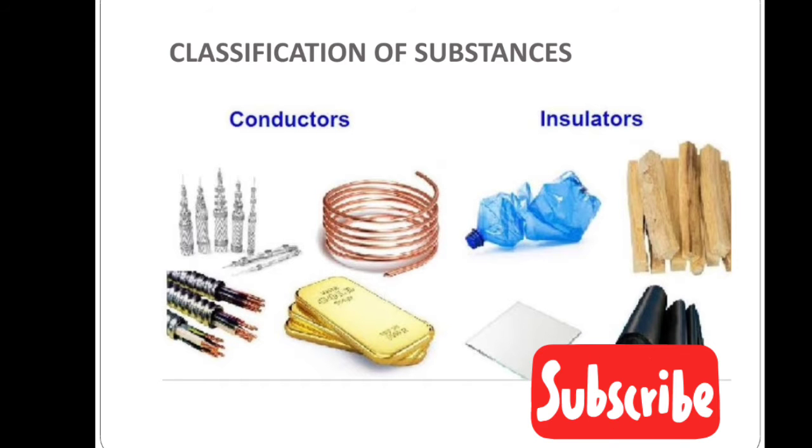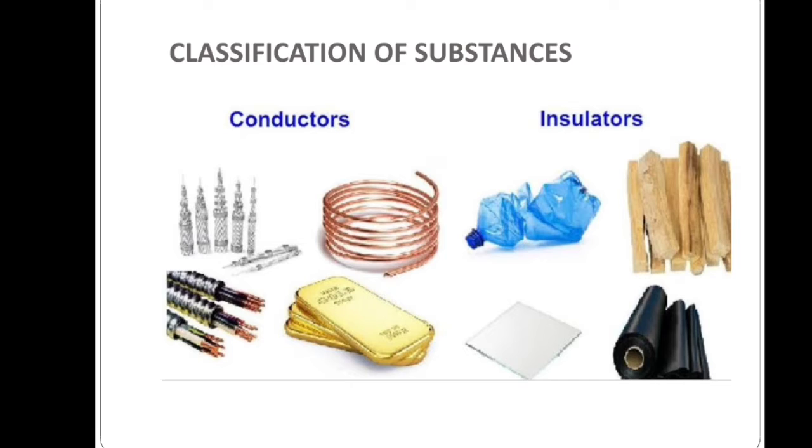So current is what? Current is defined as the flow of electrons in any material. So we have come across so many substances, but some substances conduct electricity and some do not conduct electricity. So you see that substances are classified into two types. The first one is the conductors. So conductors, you see in the picture. So these are the conductors.